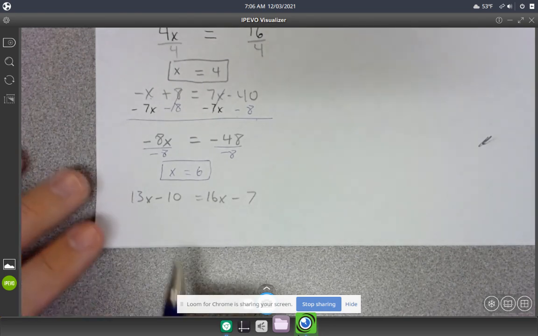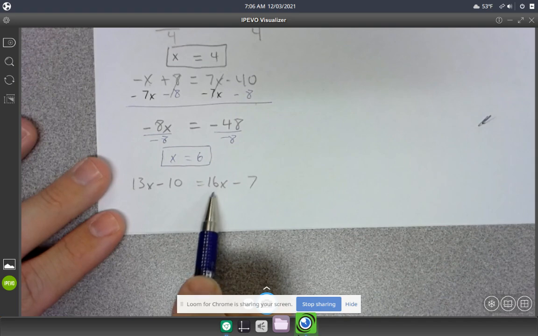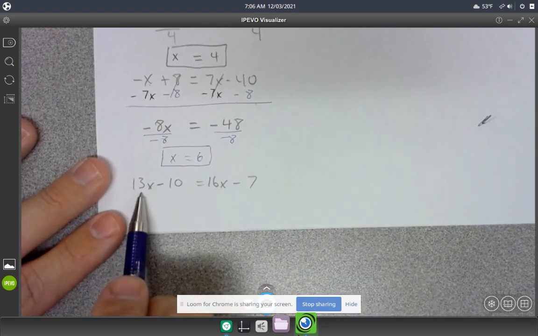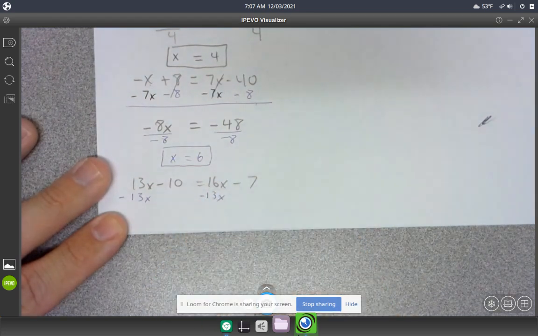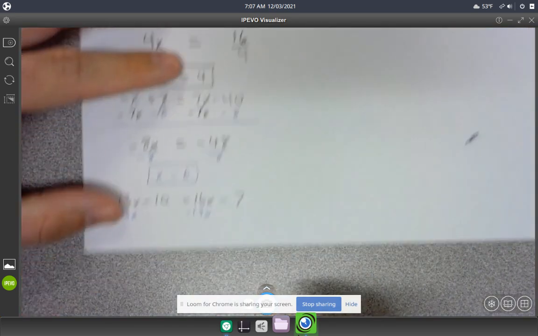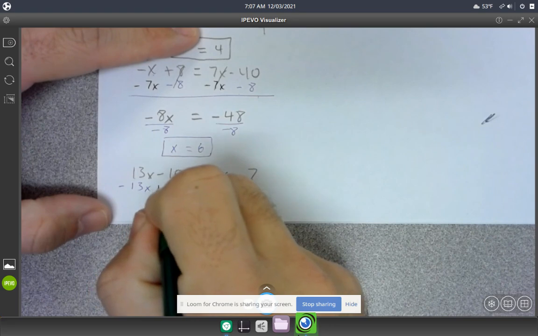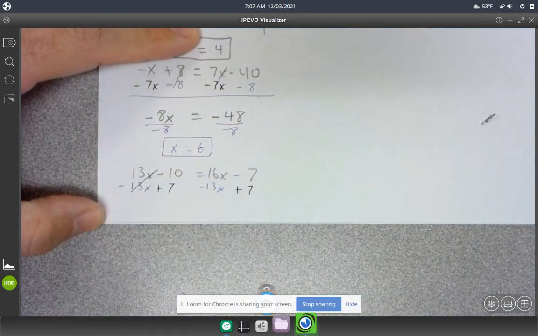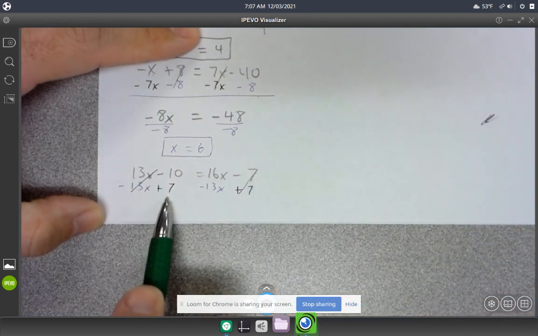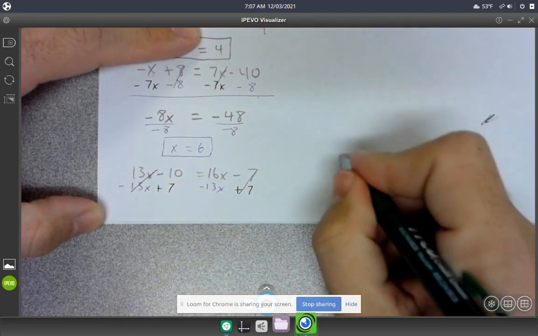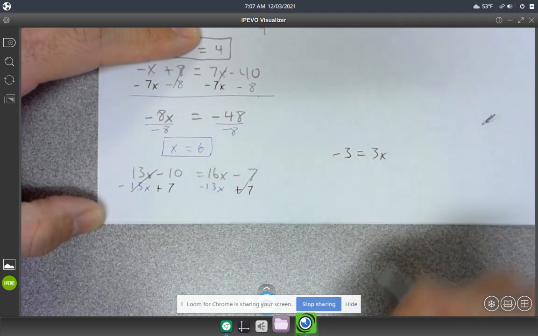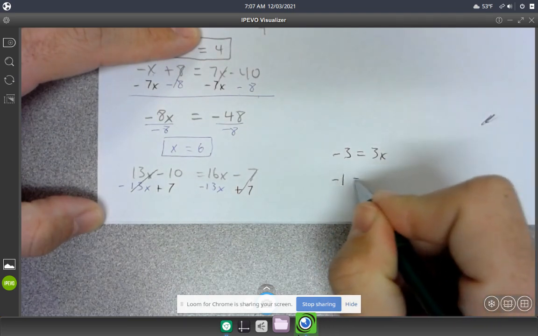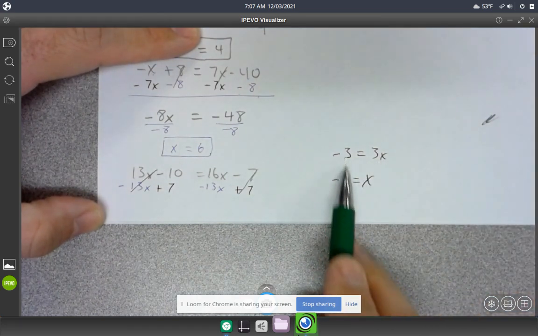This one, I don't have much room. Instead of moving it over to the left, this time I'm going to move my x's over to the right-hand side. I'm going to subtract 13x from both sides to move my x's to the right-hand side. And then I'm going to move my constant term over to the other side, so I'm going to add 7 to both sides. Again, those are going to cancel. The 7's will cancel. On the left-hand side, you get negative 3, that's negative 10 plus 7. And 16 minus 13x is going to be 3x. So x will equal negative 1. You just divide by that 3 there, and negative 3 divided by 3 is that.